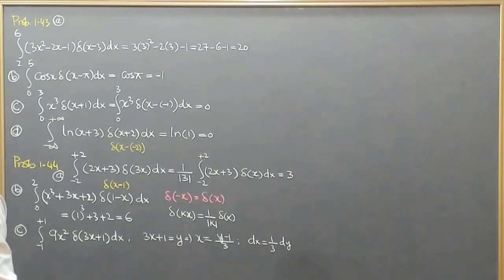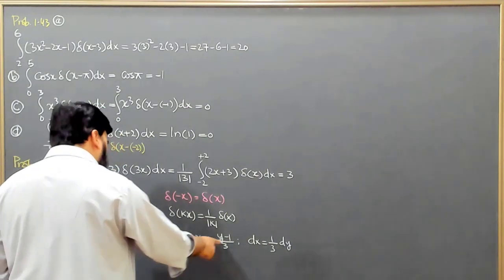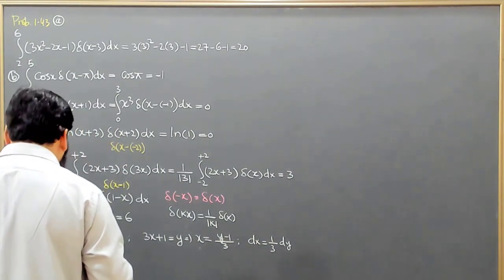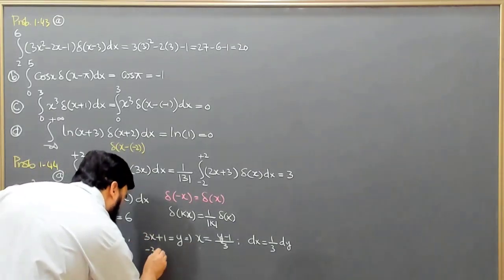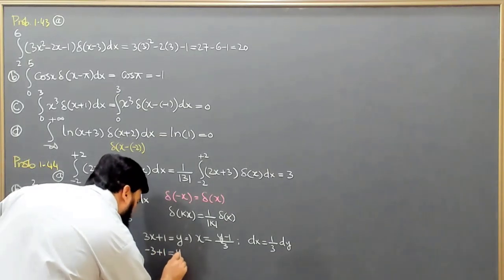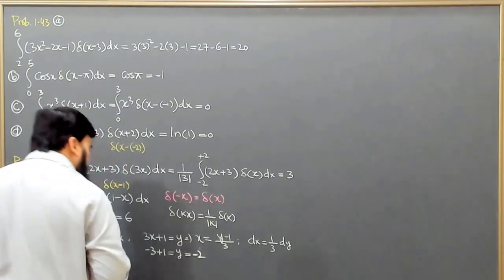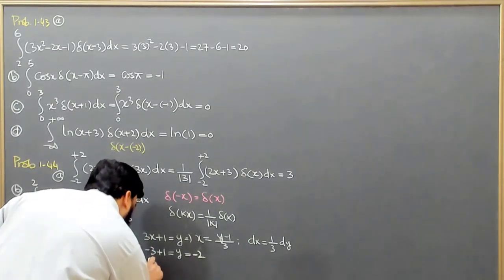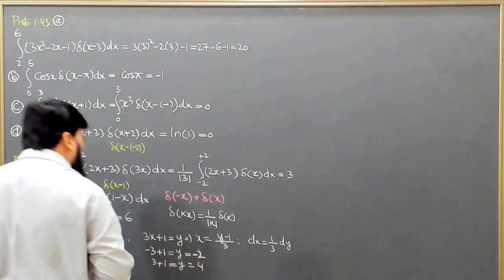And what about the limits? We will calculate the limits as well. When x is -1, then what will y be? When x is -1, then this is -3 plus 1, and y will be equal to -2. And when x is equal to +1, then y will be equal to 3 plus 1, and it will be equal to +4.